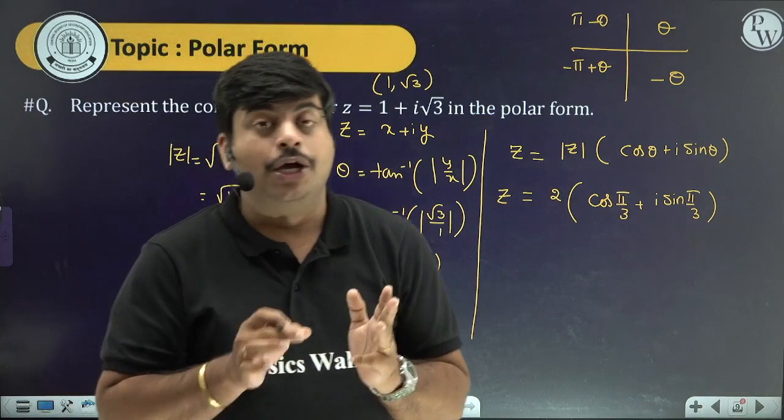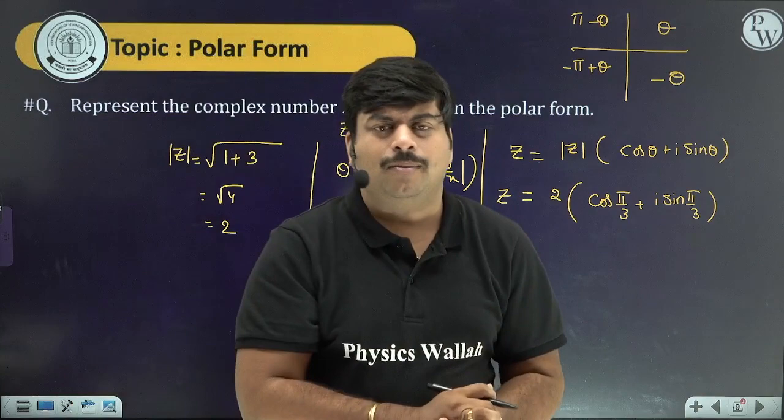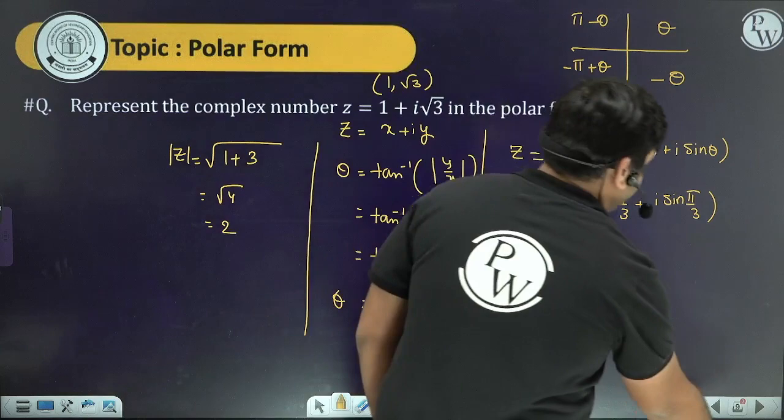So first of all we need to find the modulus. Very easy. You should be very, very careful in finding the angle theta, because theta varies with coordinates, and it's not just like normal geometry between 0 and 360. We need to go from minus pi to pi, that is, minus 180 to plus 180. So whatever equivalent angle comes in that quadrant, we need to take it. Right, so let's move forward.